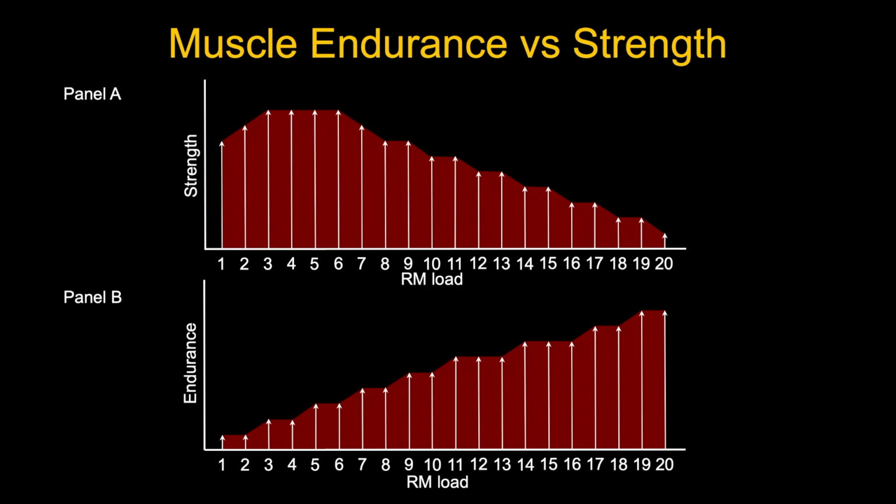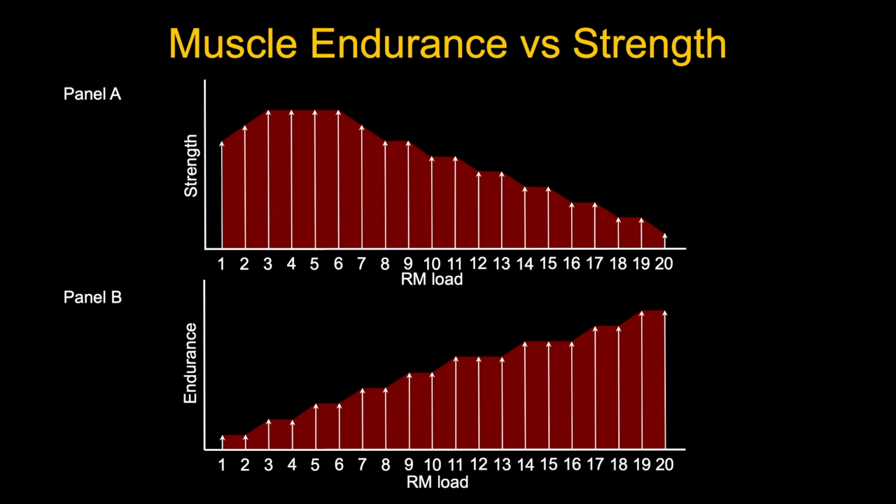Whereas in panel B, muscle endurance is enhanced when intensity is lower and repetitions are higher. In strength training studies, what we find is if we keep our repetitions to 3 to 8 at 80 to 95% of our 1 repetition maximum for 2 to 3 sets with 2 to 3 minute interval breaks, we're going to maximize our muscular strength.